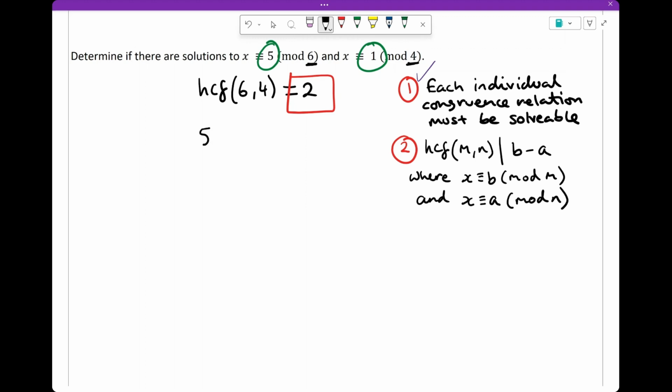So we're going to do 5 subtract 1, or you could do 1 subtract 5. You're just going to get the negative of the other result. So 5 subtract 1 is equal to 4. Is 2 a factor of 4? Yes, because 4 can be written as 2 multiplied by 2. So I can say, therefore, the highest common factor of 6 and 4 is a factor of 5 subtract 1. And then we can say, therefore, solutions exist.